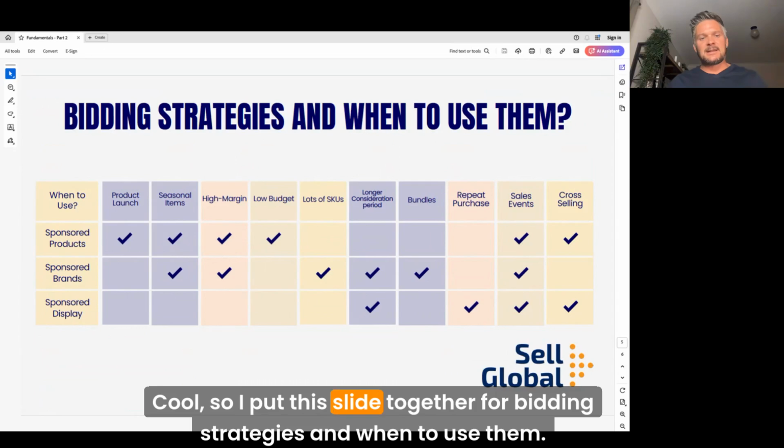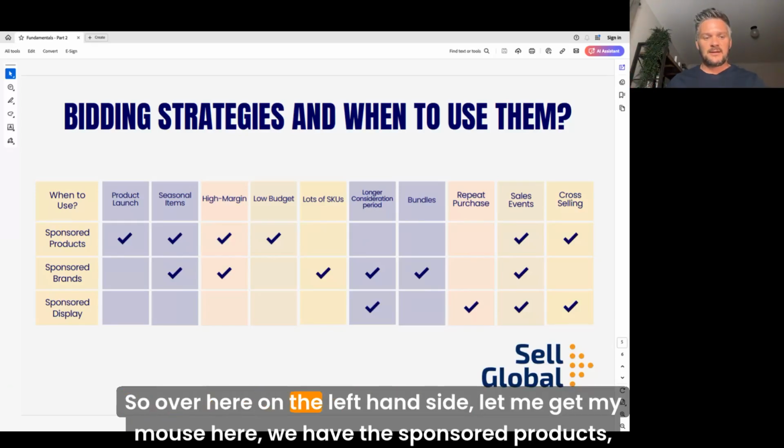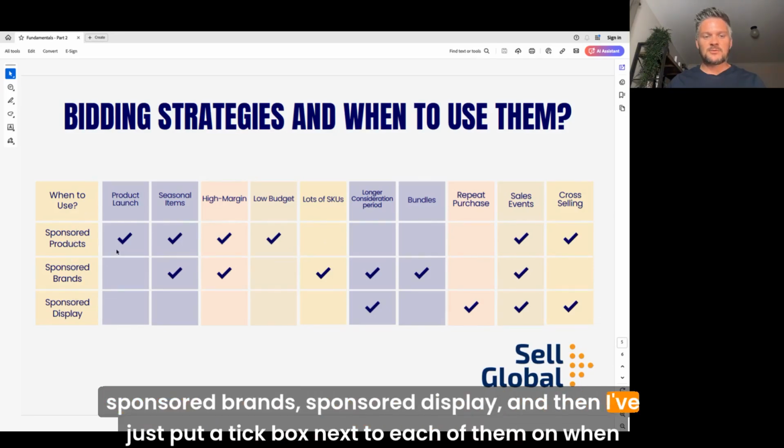Cool. So I put this slide together for bidding strategies and when to use them. So these are just some of the times that you would use each of these and when not to use them as well. So over here on the left-hand side, let me get my mouse here. We have the sponsored product, sponsored brand, sponsored display, and then I've just put a tick box next to each of them on when you would use them.